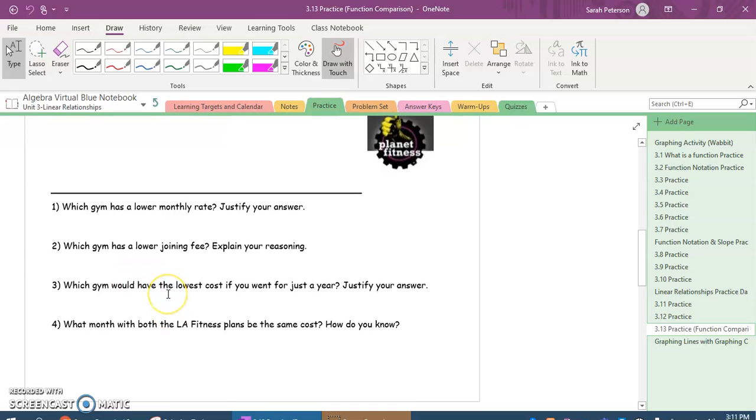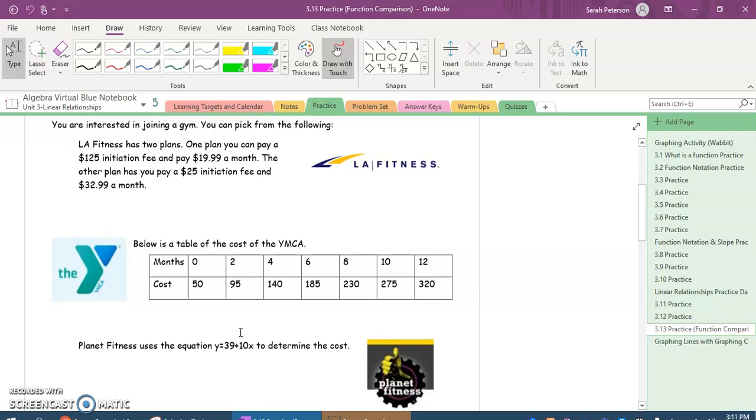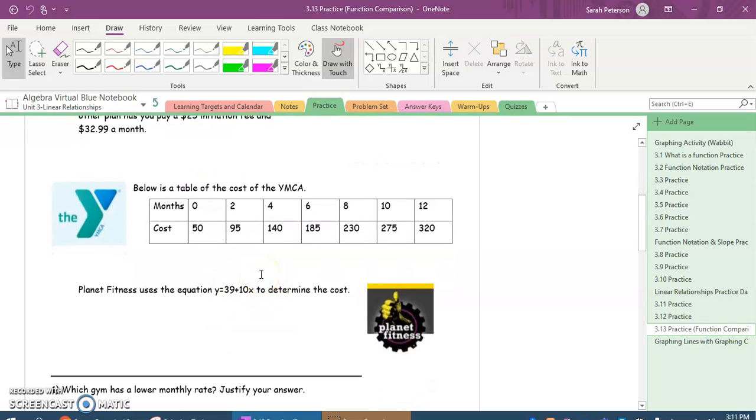Then you're going to look at the cost of the gyms for a year, and then you're going to decide which gym, if you were to go for a year, would be the cheapest option. And then it'll ask you a bunch of questions. So your job is really going to do a lot of this prep work, is to find the slope and y-intercept from this problem, from a table, and from an equation.